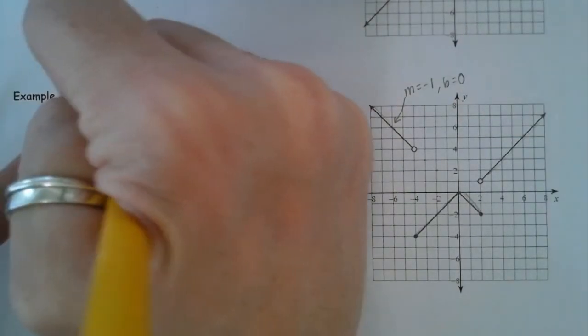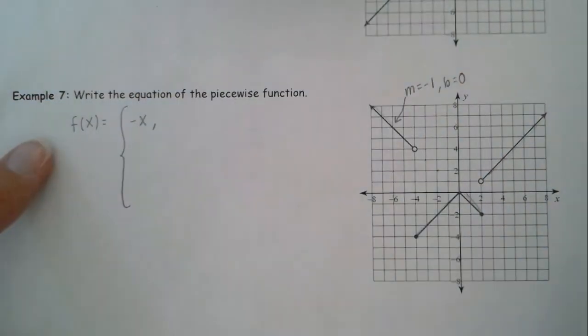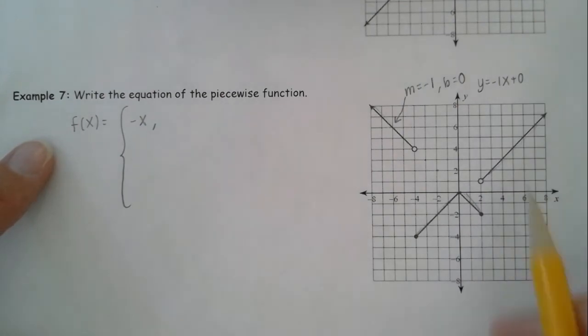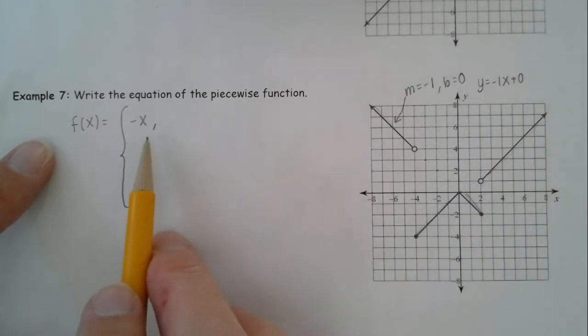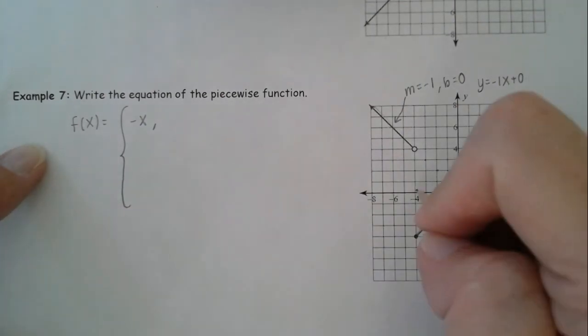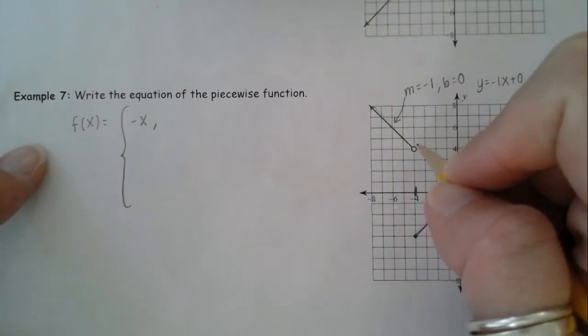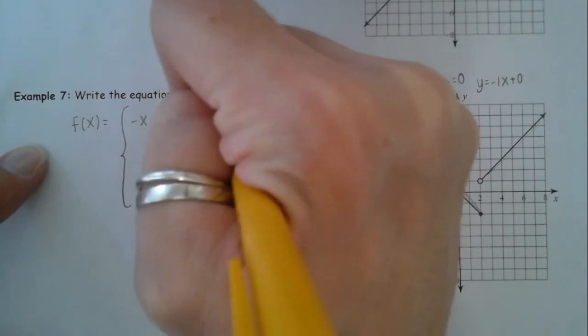So I'm actually just going to write this as negative x, because if I write it as an equation of a line, that would be -1x plus 0. So I'm just going to make it a little bit simpler and say that's just negative x. And that's for any x value less than -4, because that's the x value here where my open circle is. And it's just less than because of the open circle.